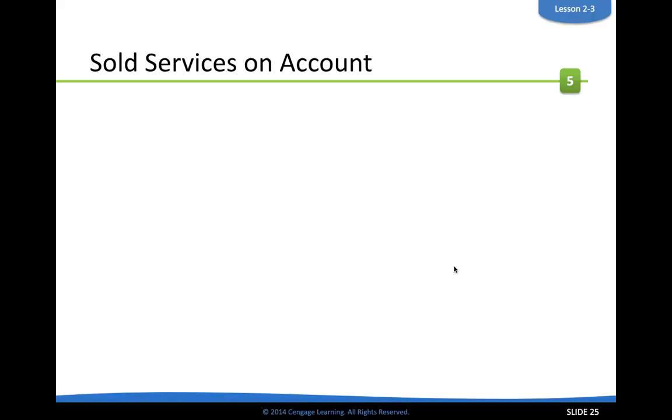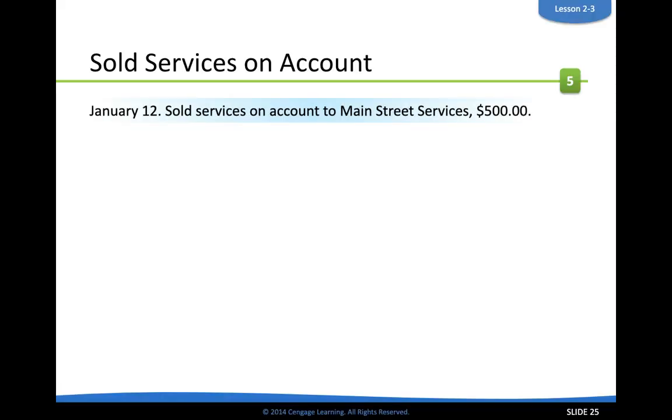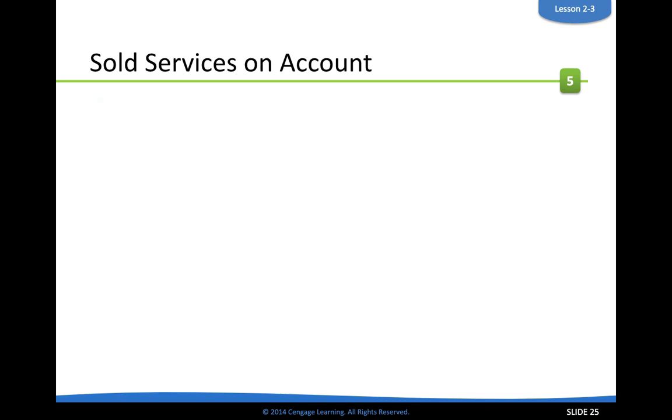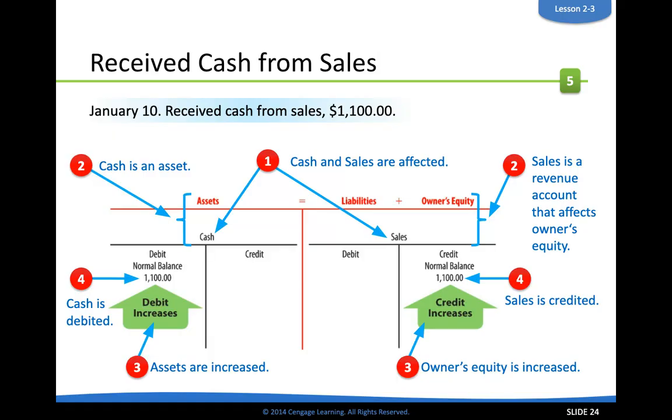Next transaction, sold services on account. So one thing to remember from that Unit 1 review, when you sell your services, that's revenue. It doesn't matter for an accounting purpose when you actually get the cash. In our last transaction, they received cash from sales. So that's an easy way to think about it in terms of revenue. Like you made a sale, you got the money.